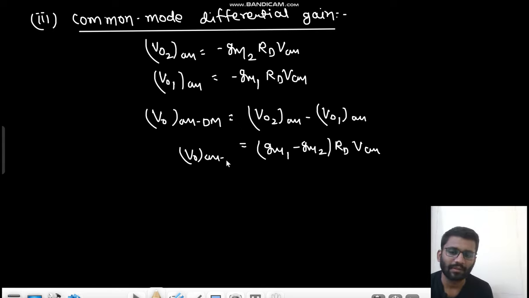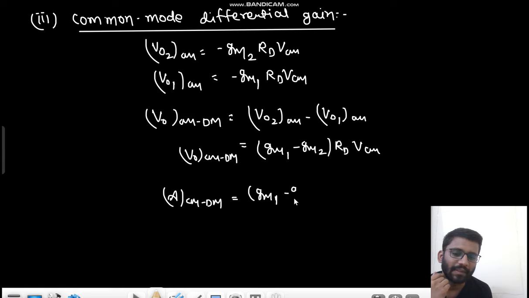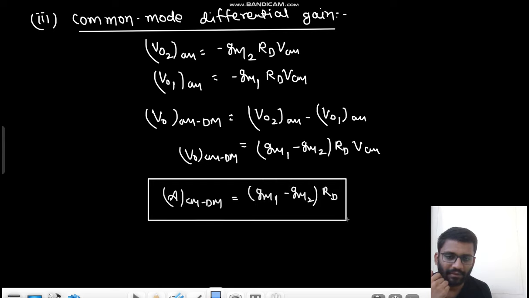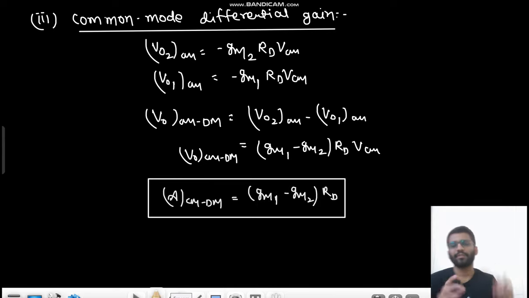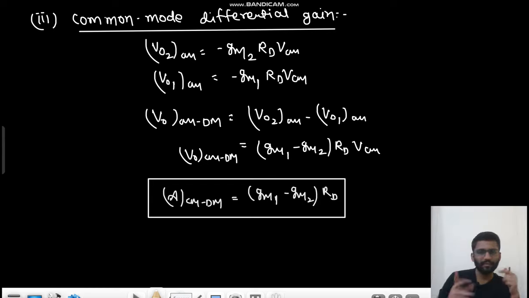V0 CM DM. So here, for the first time, you are getting your common mode differential output to be non-zero: (GM1 minus GM2) into RD. Right? Did you get it? V02 CM is minus GM2 RD into VCM, and V01 CM is minus GM1 RD into VCM. So you can calculate the V0 common mode differential output, that is (GM1 minus GM2) RD into VCM. So here you are getting common mode differential gain not equal to zero.